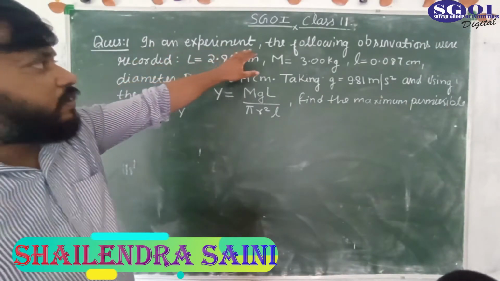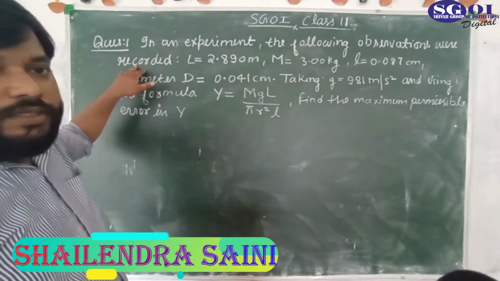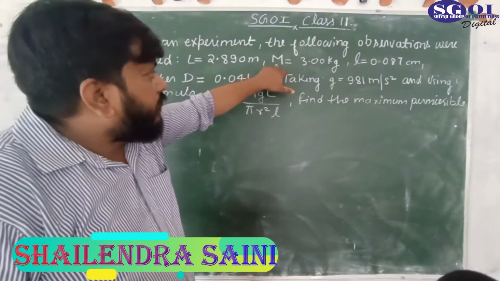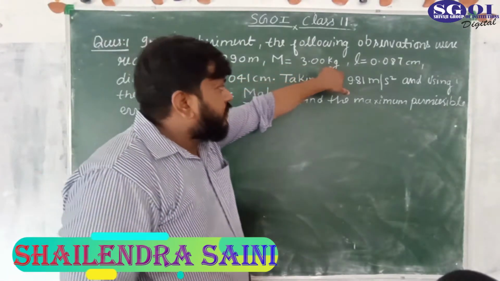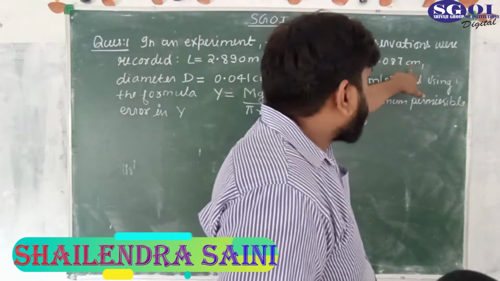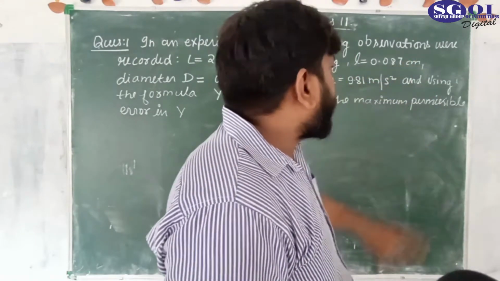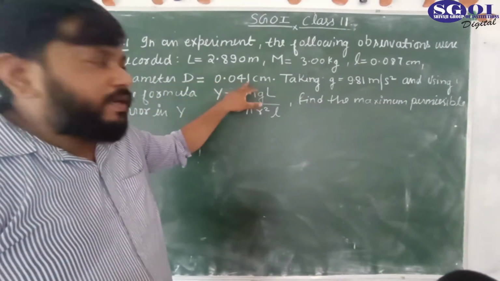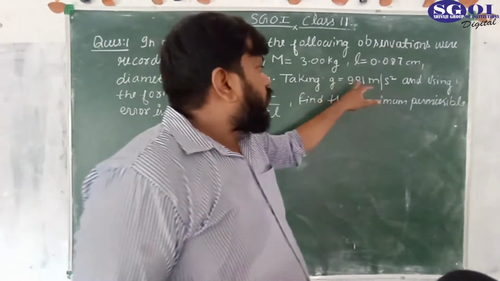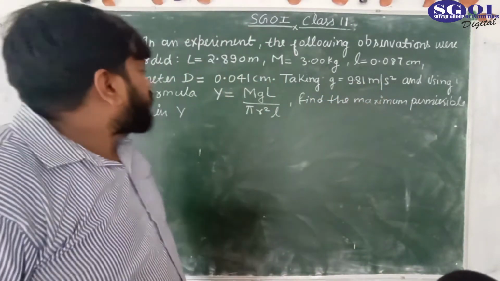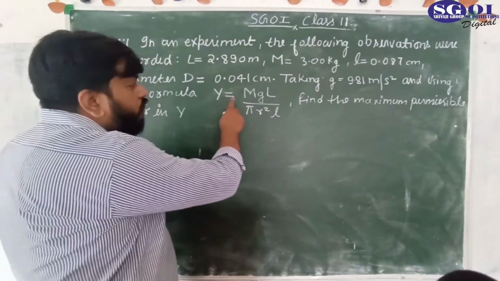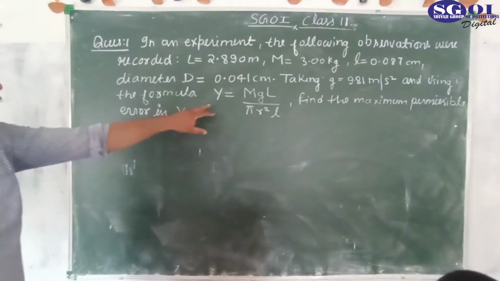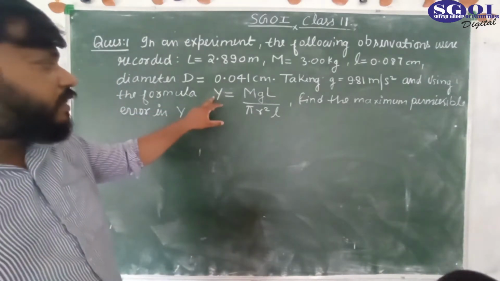In an experiment, the following observations were recorded. L equal to 2.890 meter and M equal to 3.00 kg. Small l is equal to 0.087 centimeter, up to 3 places of decimal, and diameter D was recorded as 0.041, up to 3 places of decimal. Taking g equal to 9.81 and using the formula given, y equal to mgl upon pi r square l, find the maximum permissible error in y. We have to find the maximum permissible error in y.